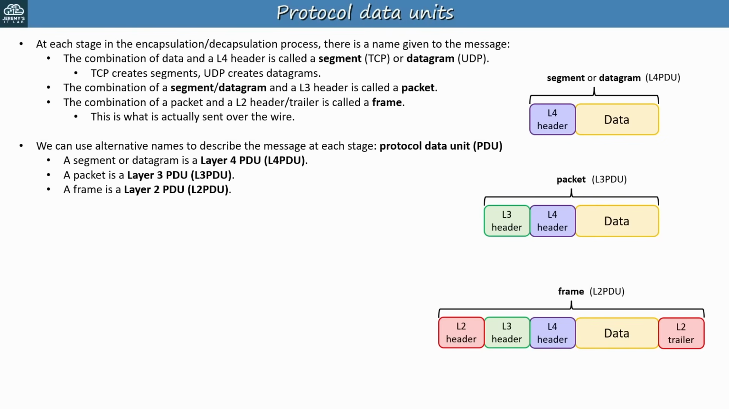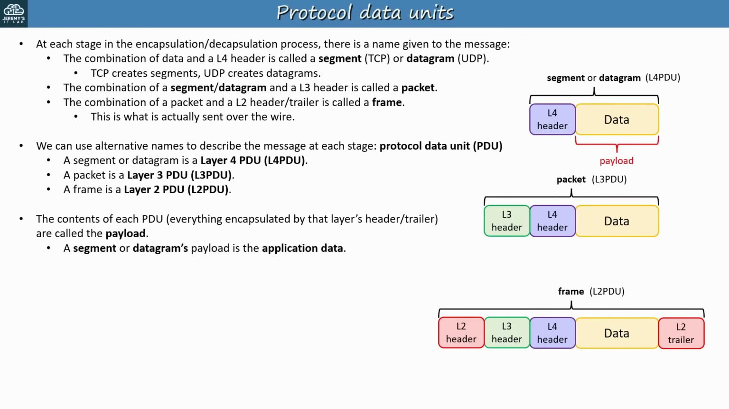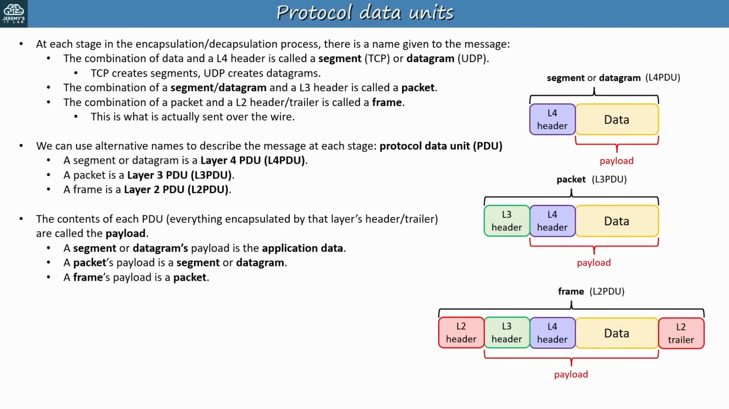And there's one more important term to learn. The contents of each PDU, that is everything encapsulated by the layer's header and trailer, are called the payload. So at layer 4, a segment or datagram's payload is the application data itself. At layer 3, a packet's payload is a segment or datagram, including the layer 4 header and the data. And at layer 2, a frame's payload is a packet, including the layer 3 and layer 4 headers and the data. Just remember that the payload is what's inside the PDU, not including that layer's header or trailer.